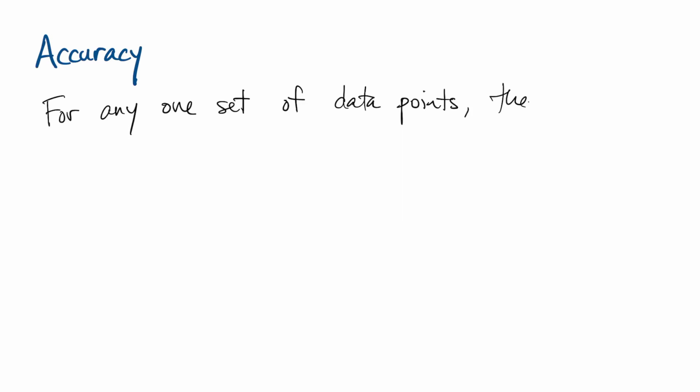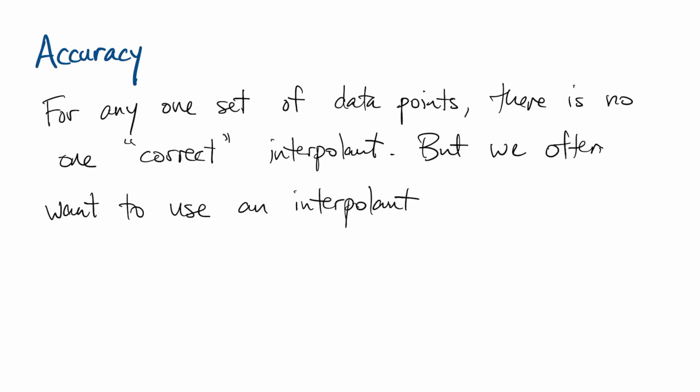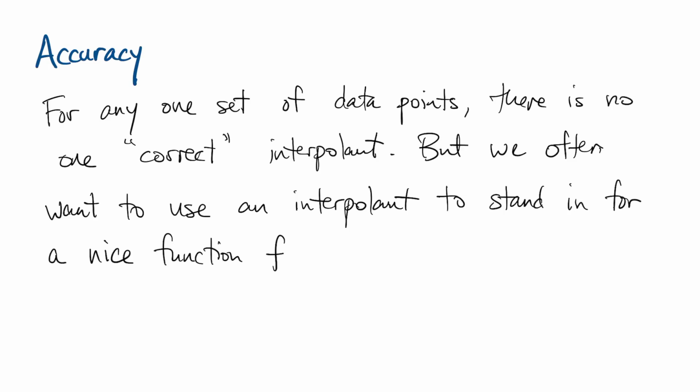The notion of accuracy is a little subtle here. For one given set of nodes and values, there's no inherently one right way to interpolate them. So we need some context. One of the things that we'll be doing a lot with interpolants is using them as substitutes for other functions that we know only by their values. So in other words, let's suppose there's an underlying nice function f that provides the yk values for us.